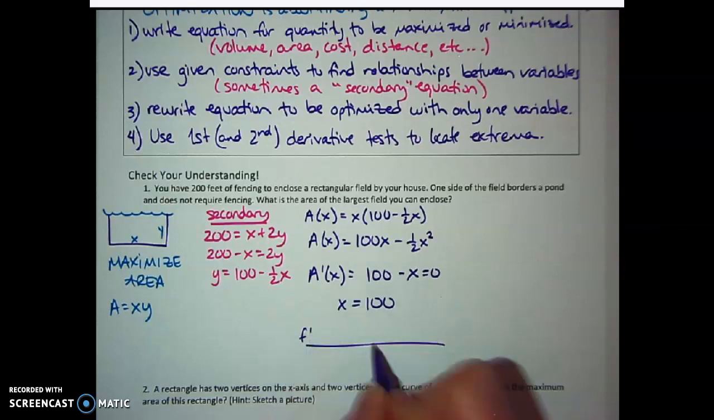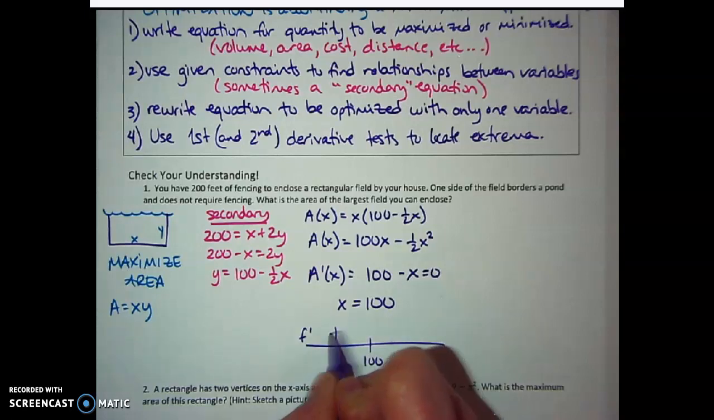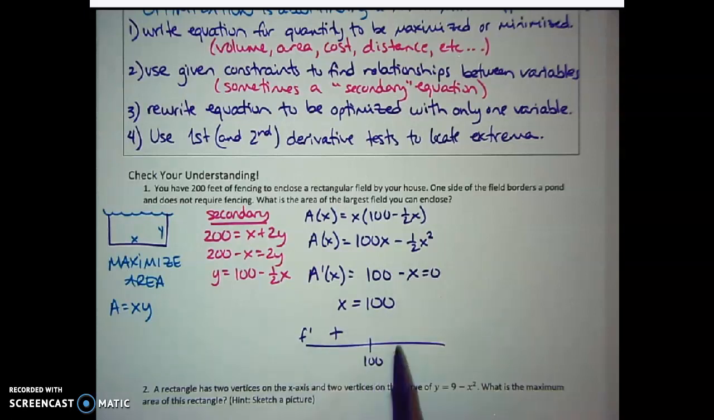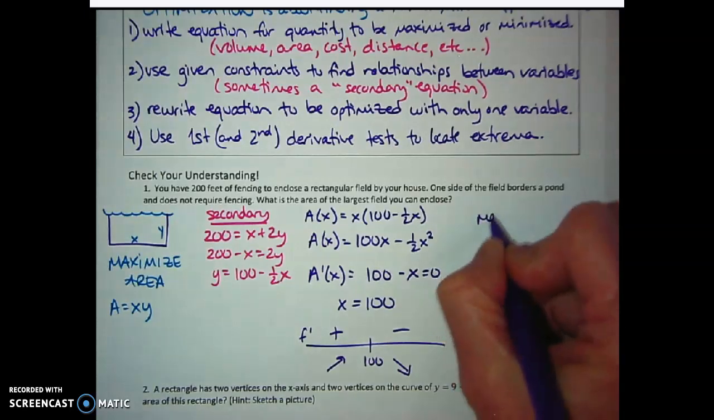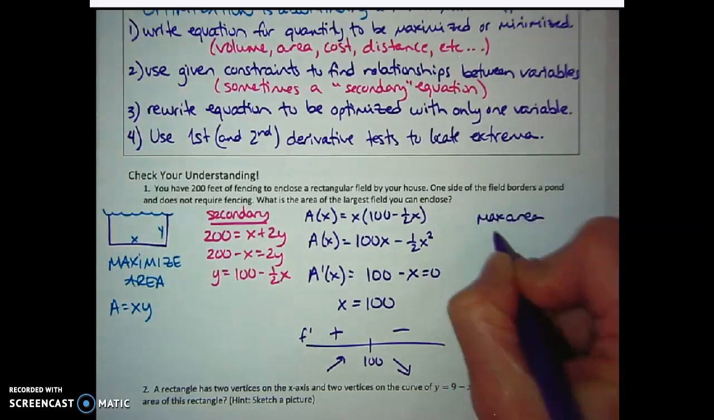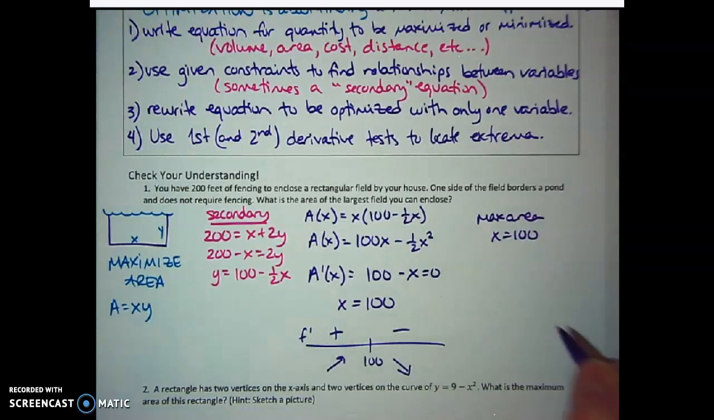Using my first derivative test, if I plug into my first derivative a number that's less than 100, I'm going to get a positive value. If I plug in a number that's bigger than 100, I'm going to get a negative value. So it does in fact increase and then decrease. So I'm going to have a maximum area when x is 100.